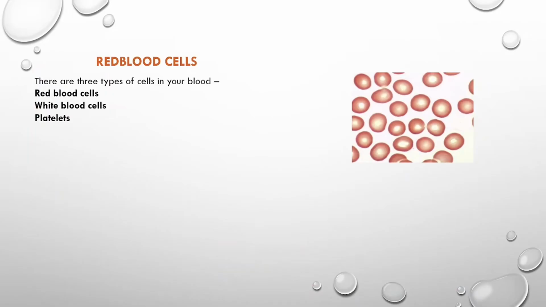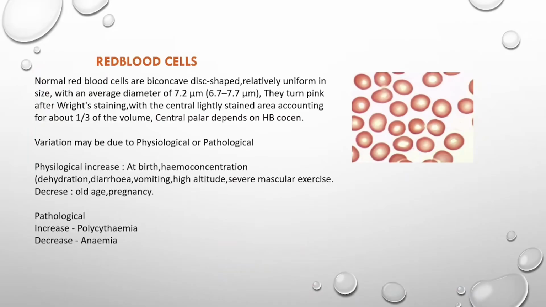There are three types of cells in your blood: RBCs, WBCs and platelets. RBCs: normal RBCs are biconcave disc shaped. They are uniform in size with an average diameter of 7.2 micrometer; 6.7 to 7.7 micrometer is acceptable. They are pink in color when stained with the right stain.